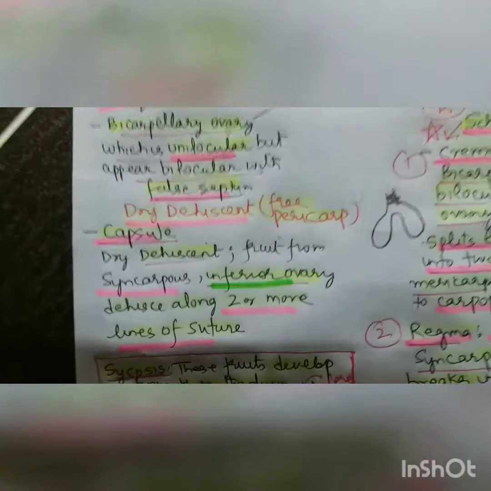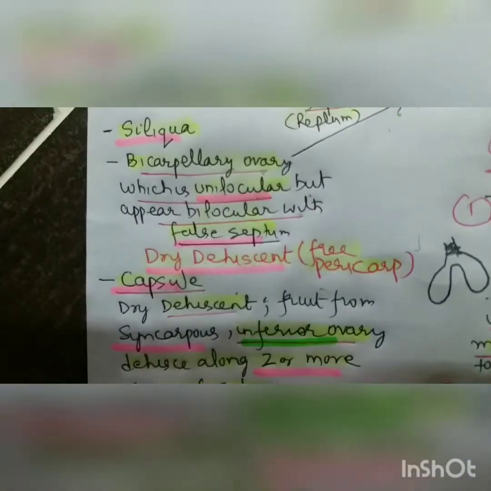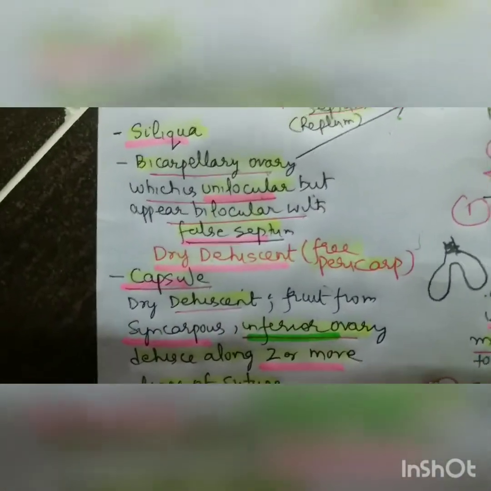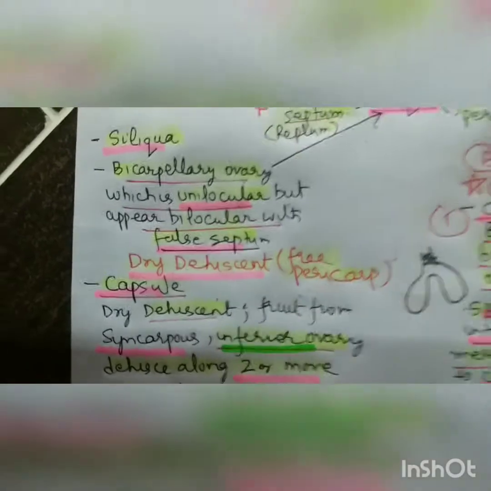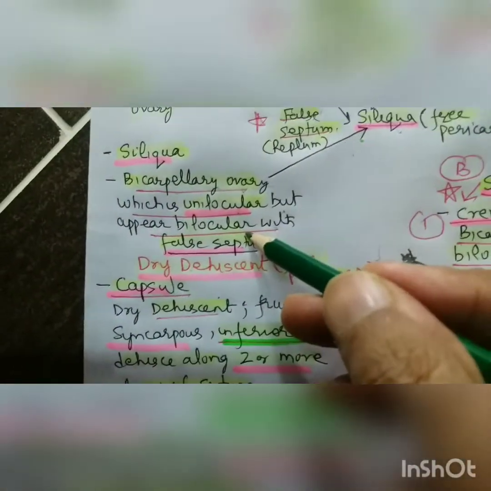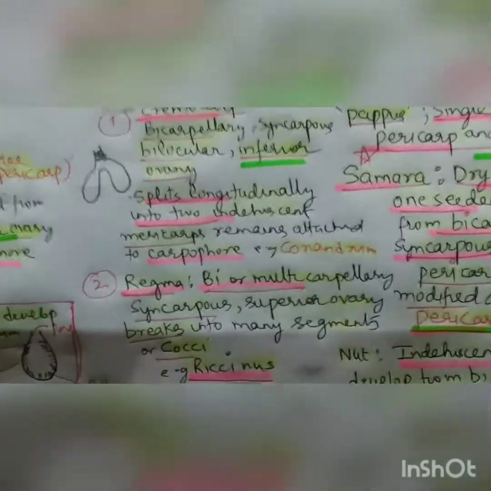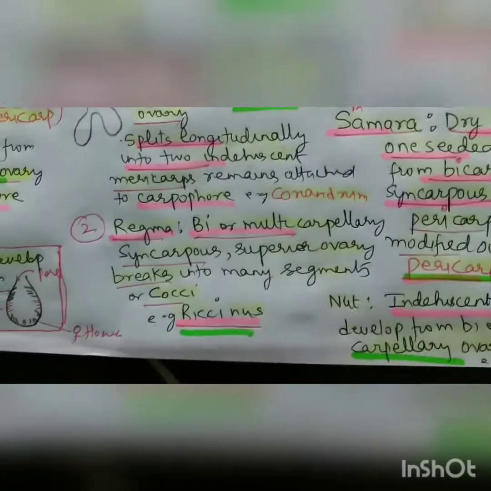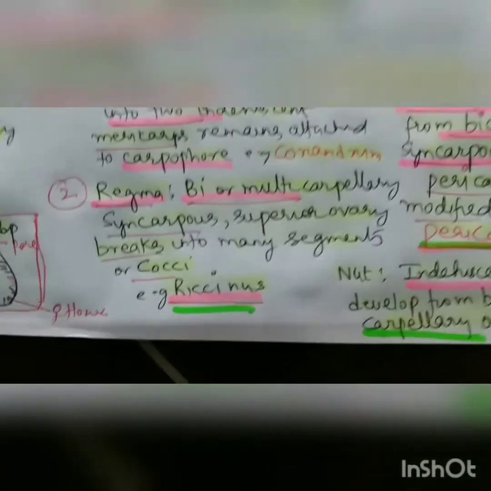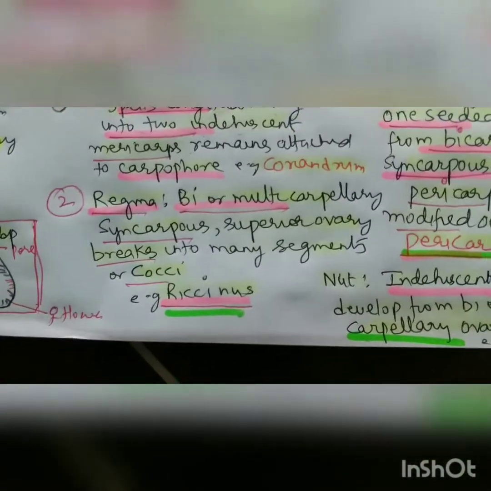But see here in case of siliqua, it is bicarpellary but unilocular, though it appears bilocular. It is dry dehiscent, right, and free pericarp, but here we have the mericarp. So while reading the question, be very attentive to what the examiner is asking.